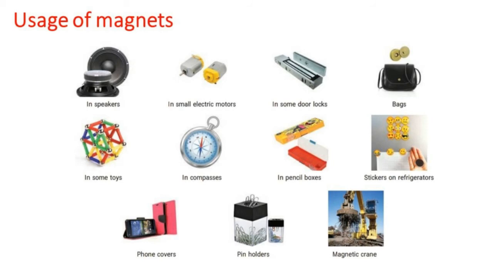Usage of magnets. We use various equipment with magnets in day-to-day life. We use magnets in speakers, in small electric motors, in some door locks and bags, in some toys, in compasses, in pencil boxes, and stickers on refrigerators, phone covers, pin holders, and in magnetic cranes.